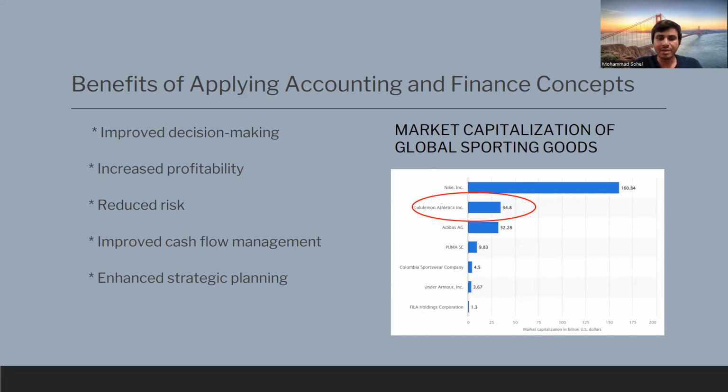I believe that accounting and finance are essential skills for anyone who wants to be successful in the business world. These skills can help you to make better decisions, improve your profitability, and reduce your risk. If you are interested in a career in business, I encourage you to learn as much as you can about accounting and finance.